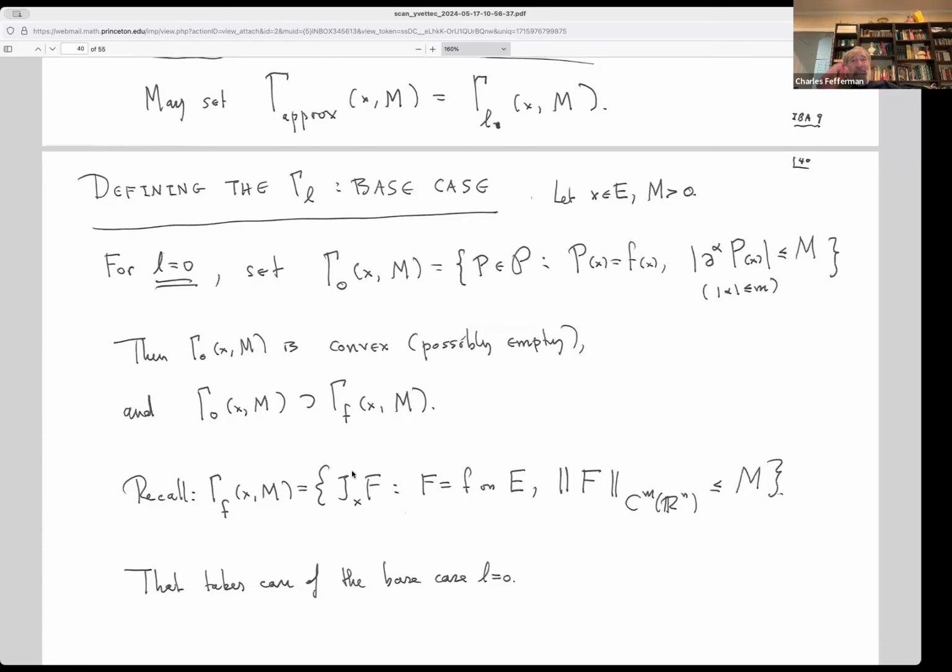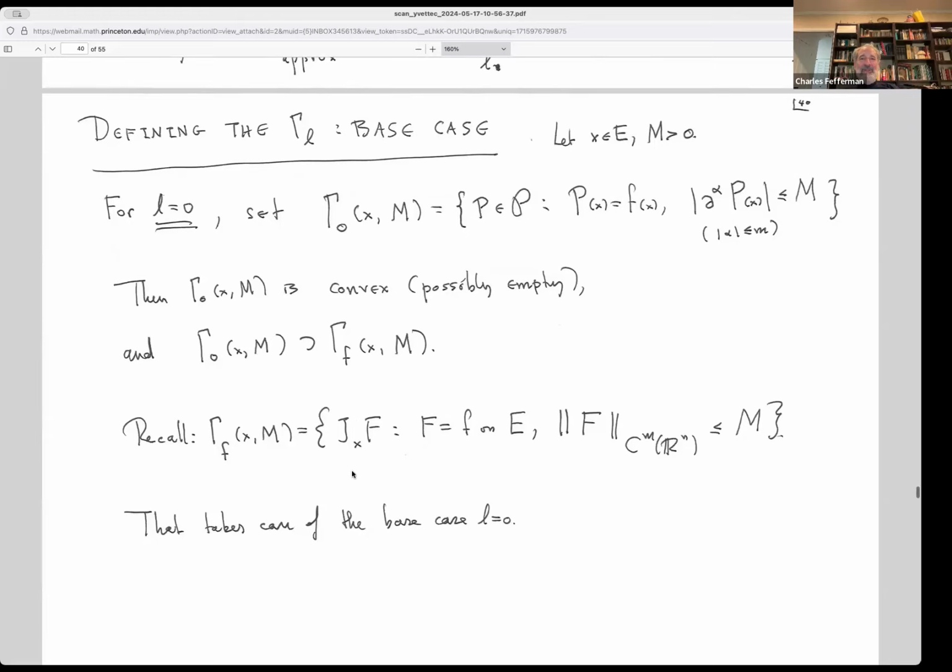Here and below, x is going to be a point of E. We could ask what the gammas look like at other points, but we won't have to. So from now on, x is always a point of E. Okay, so I hope it's simply obvious that gamma 0 of xm contains gamma f of xm, and so we have taken care of the base case, L equals 0.